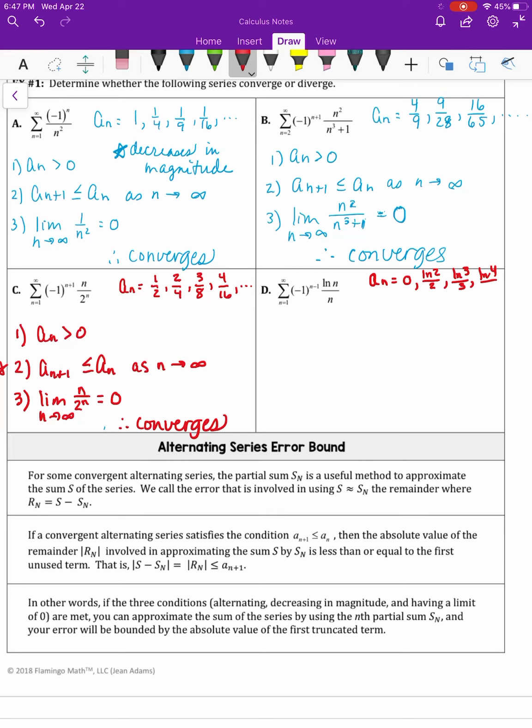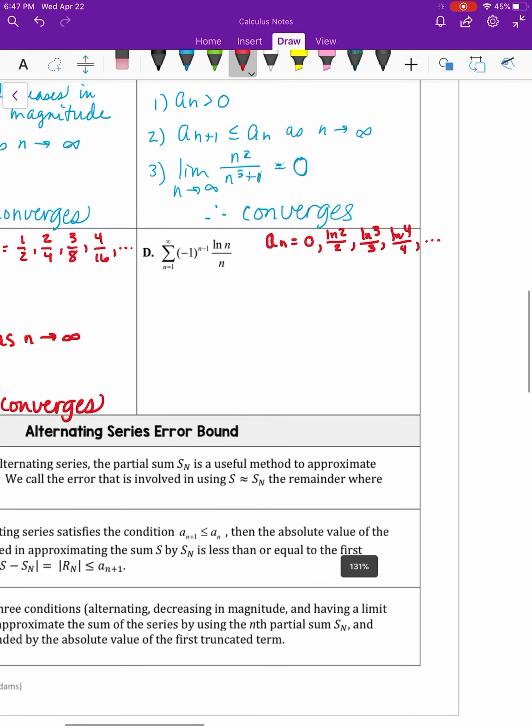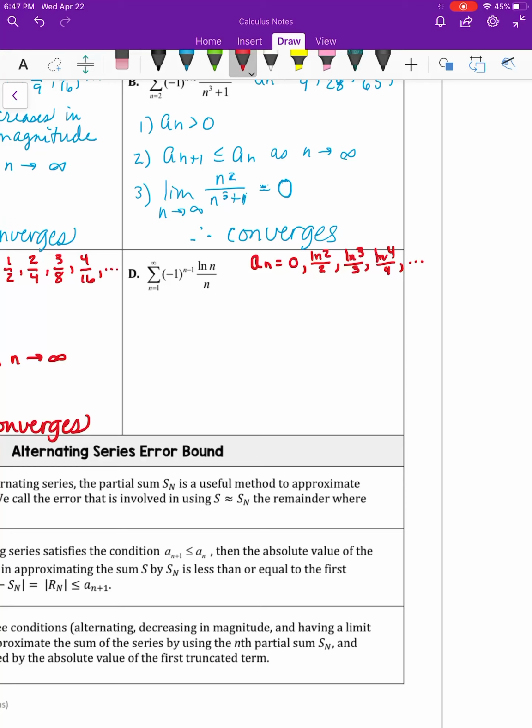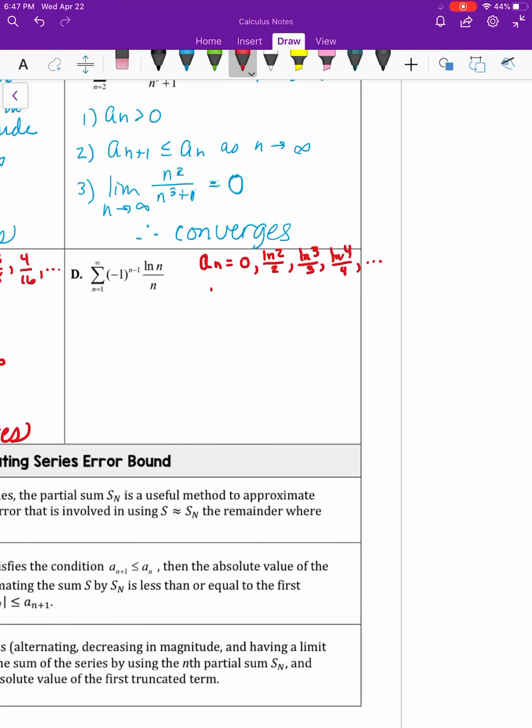All right, letter D. This one is a strange one. We have to really do some work to get this one to be understood. So if I start putting in my values, when my n is 1, I get 0. When my n is 2, I get the natural log of 2 over 2. When my n is 3, I get the natural log of 3 over 3. When my n is 4, I get the natural log of 4 over 4. So I'm really curious if this is decreasing in magnitude, and I'm also curious, is ln of 4 over 4 approaching ln of 3 over 3?